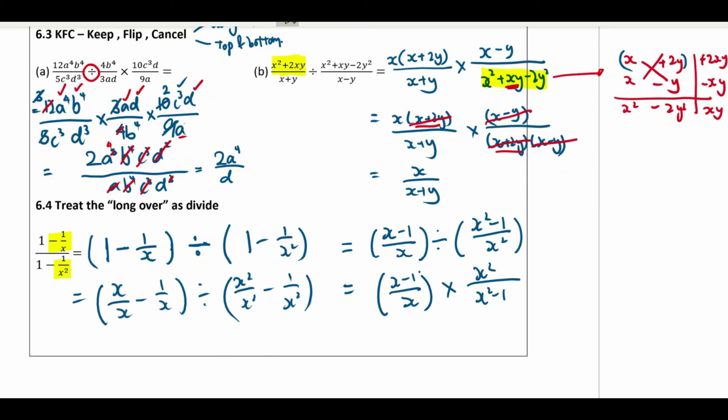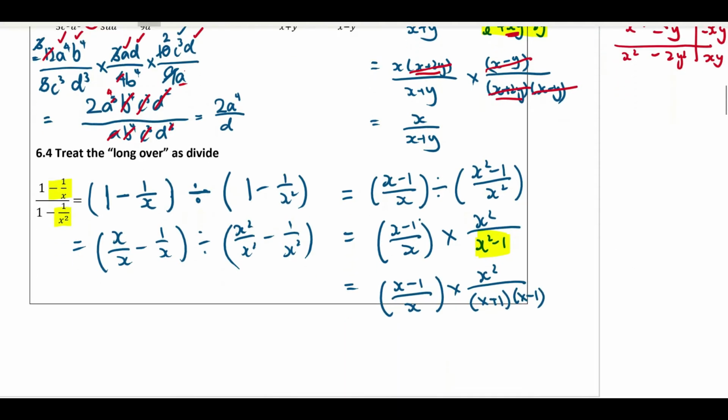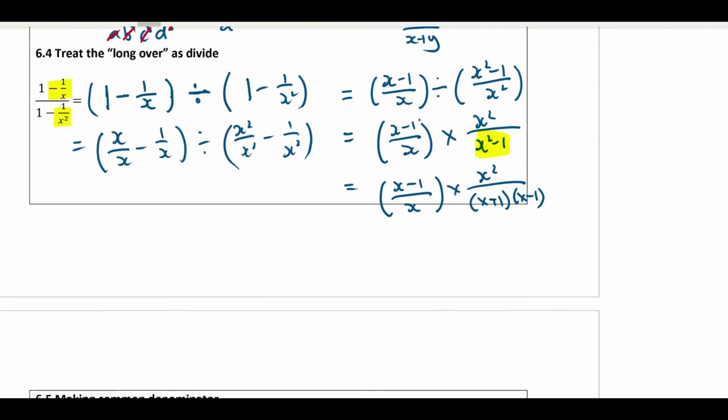Okay? At this point of time, you should be very sensitive. x squared minus 1 is multiplied by x squared, x plus 1, x minus 1. Algebraic rule number 3. Okay? And this is where this guy and this guy cancel. 1x and 1x cancel. Final answer is x over x plus 1.